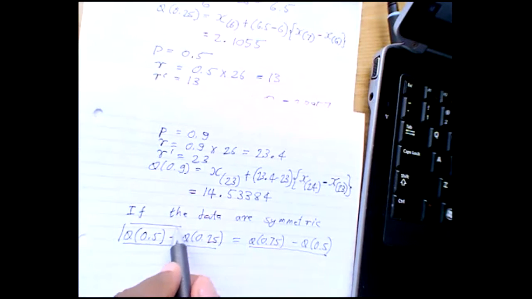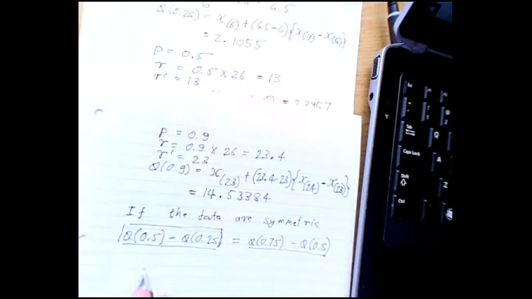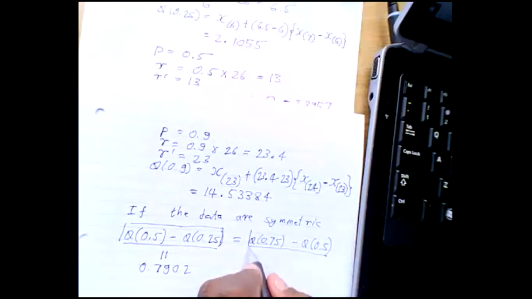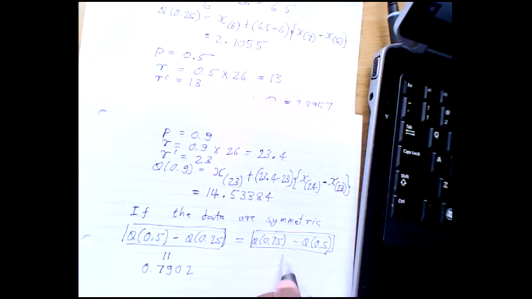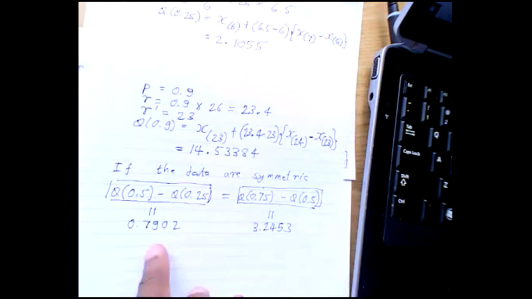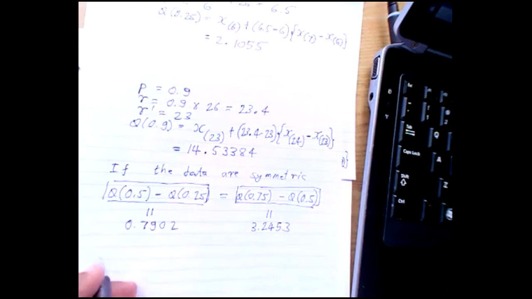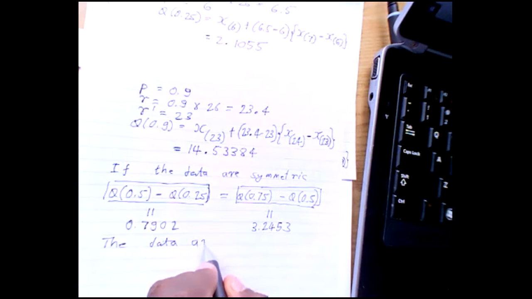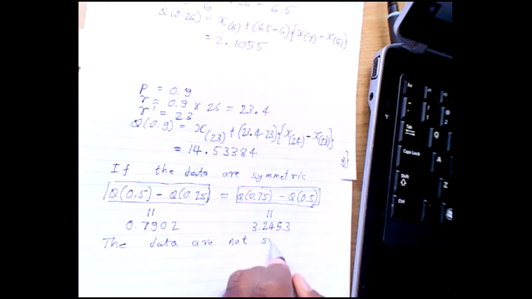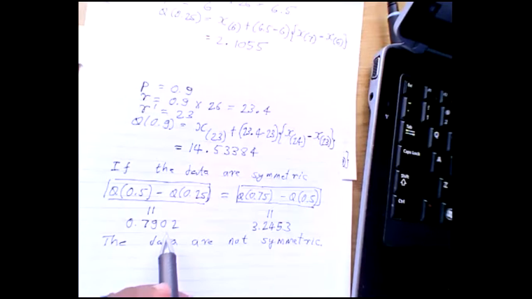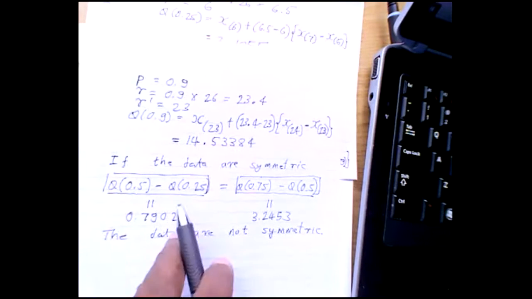Now, for the data that we just worked out over here, this guy is equal to 0.7902, and this guy is equal to 3.2453. All right, so these two are not even close to being equal. So what you can say is that the data are not symmetric. That's because these two numbers are far apart. They're not even close, right?